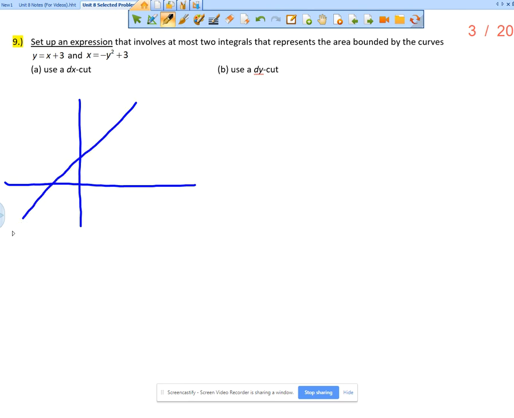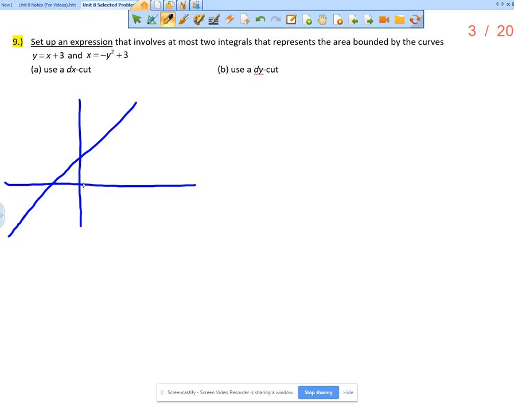Next, I have x equals negative y squared plus 3. So what is that? Well, that's actually a sideways parabola facing to the left because we have the negative coefficient of y squared, and then we have this plus 3. So what does that do? Well, that shifts it to the right 3.